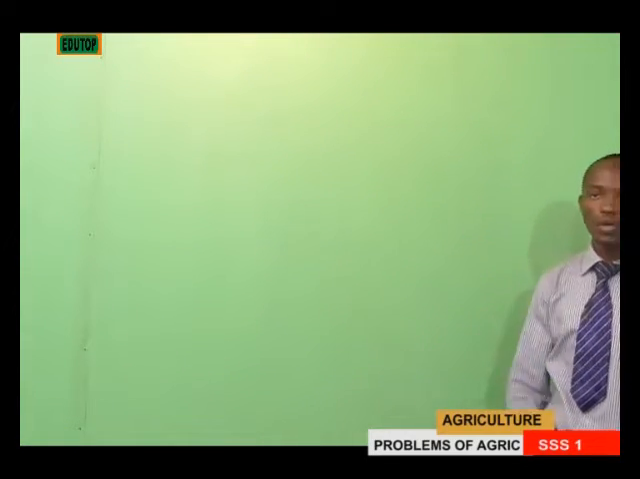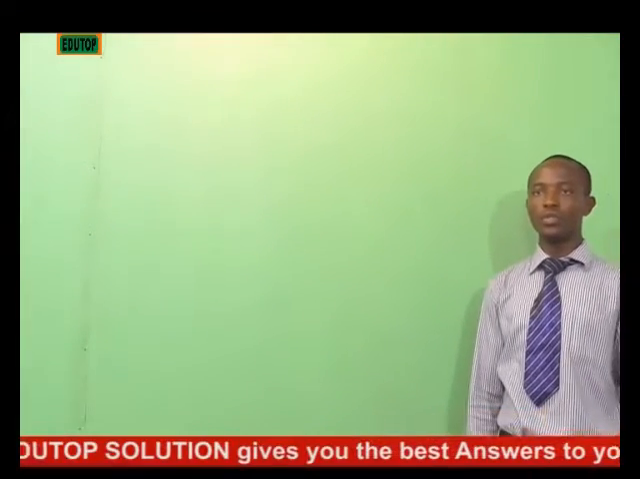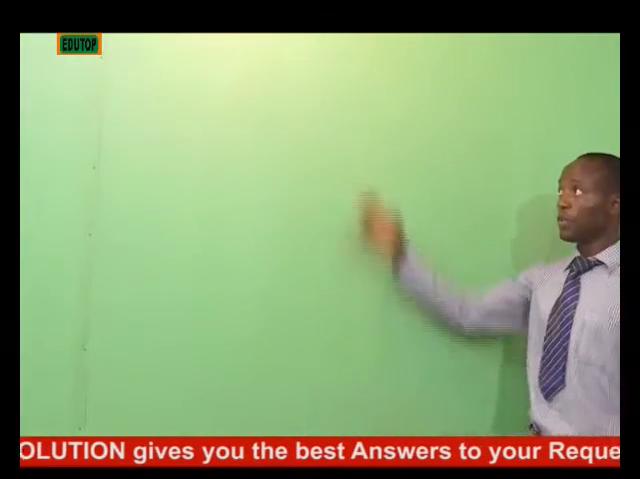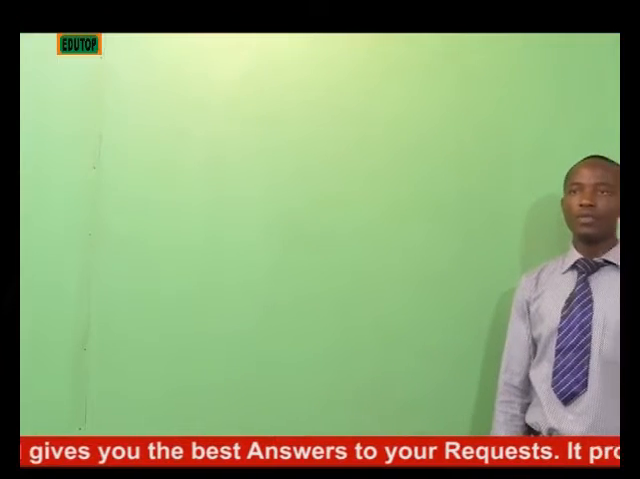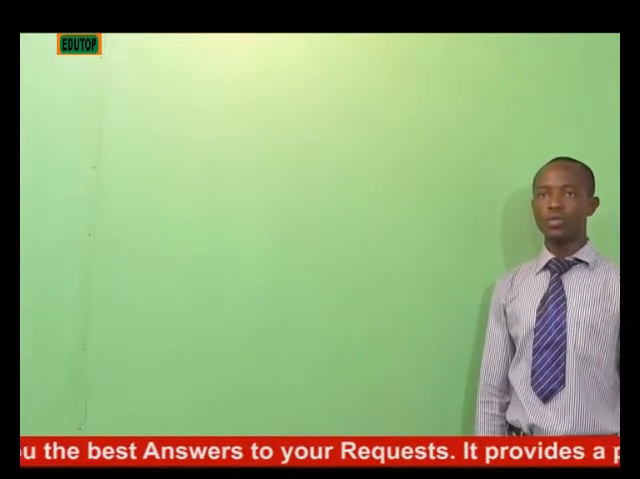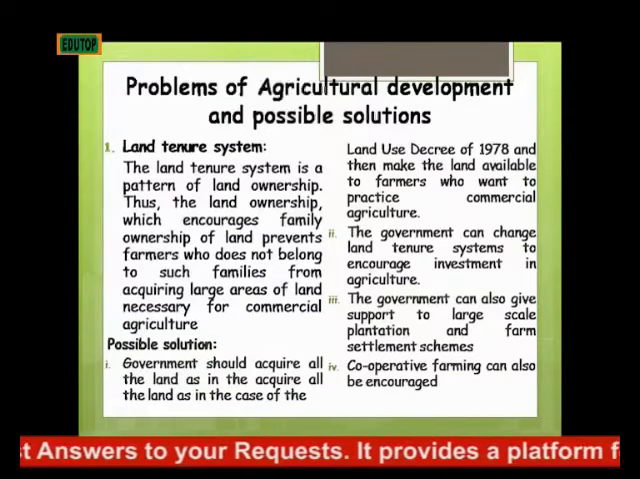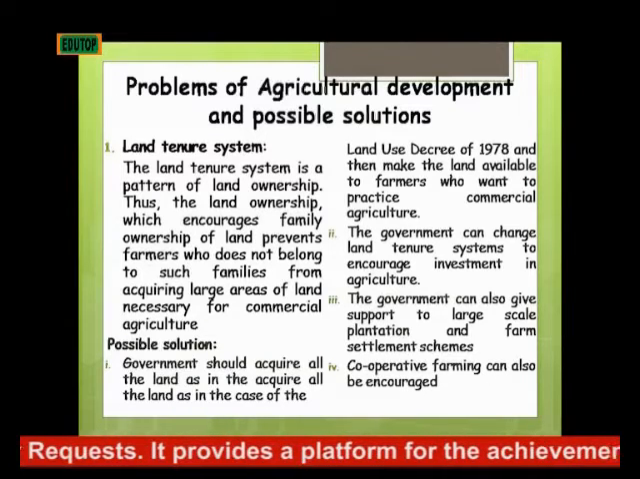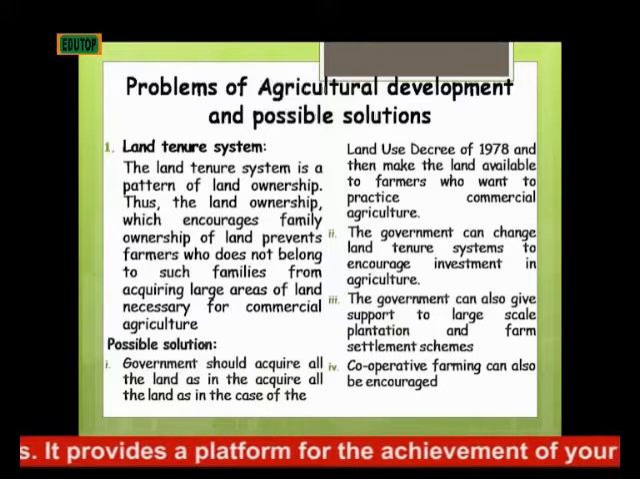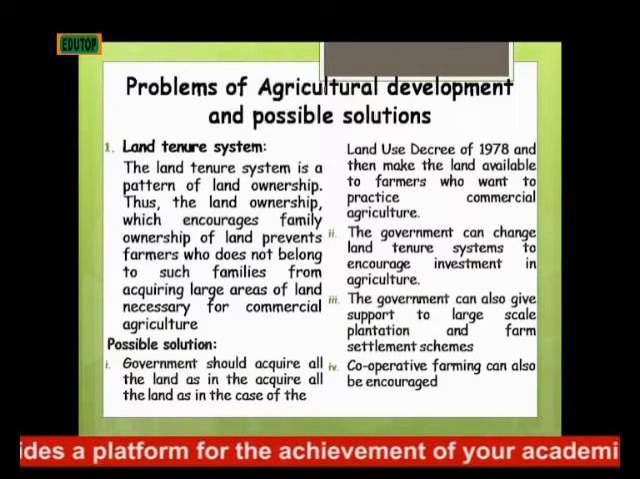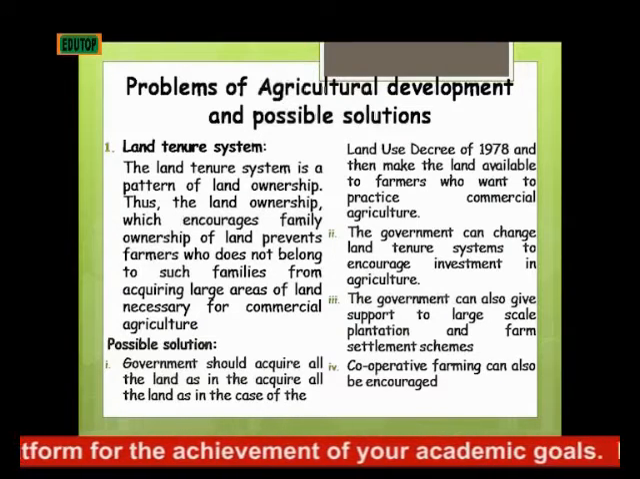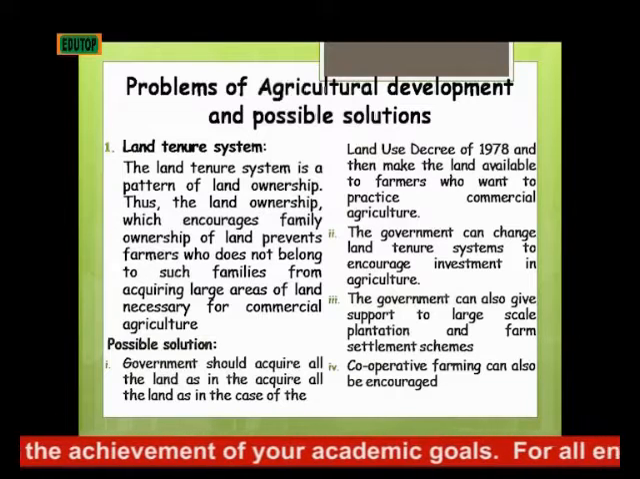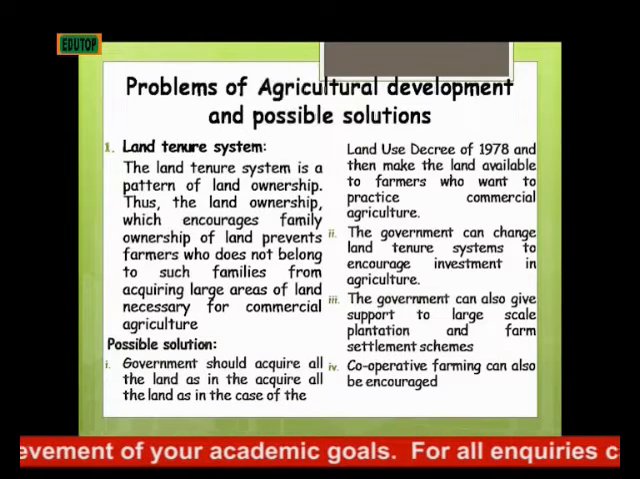Our next topic will be problems of agriculture and the possible solutions. That is, the next topic we'll be taking now is problems of agriculture and possible solutions. The first problem is land tenure system. What's land tenure system? Land tenure system is a pattern of land ownership. That is, we have different patterns of land ownership, that we'll discuss later in the course of our study.